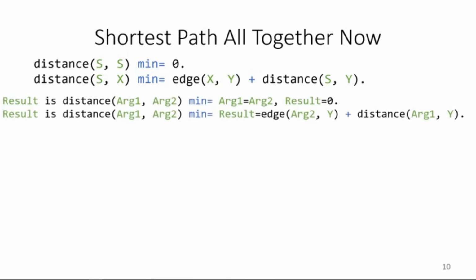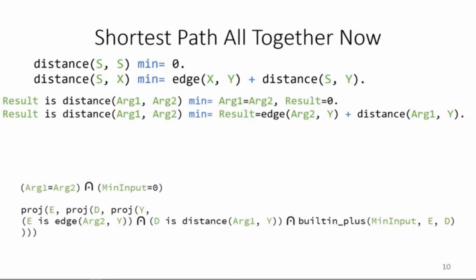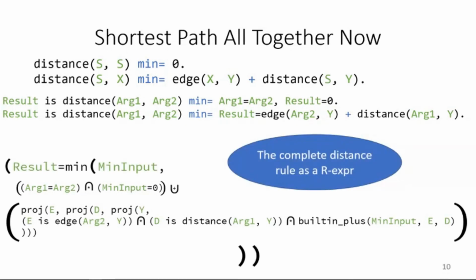First, we normalize both of these rules such that they are over the same variables, arg1, arg2, and result. Here we have the conversion of the first rule, and here's the second rule from before. And now we take the union of these 2 expressions. Now wrap this entire expression in the aggregator, which is going to select the minimum value that is assigned to the variable min input for a given assignment of arg1 and arg2.